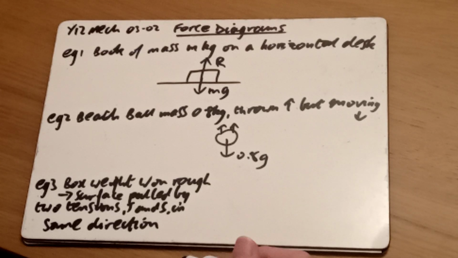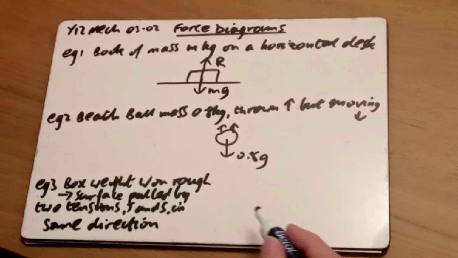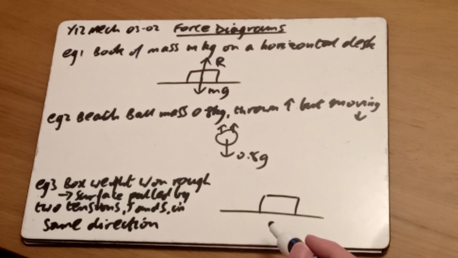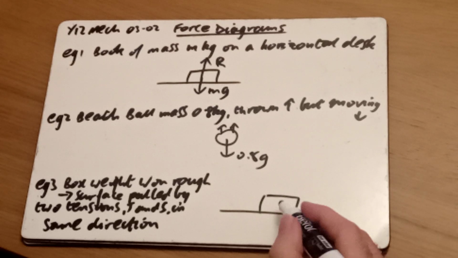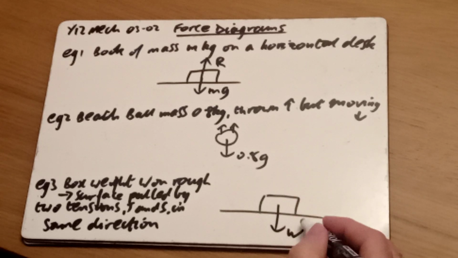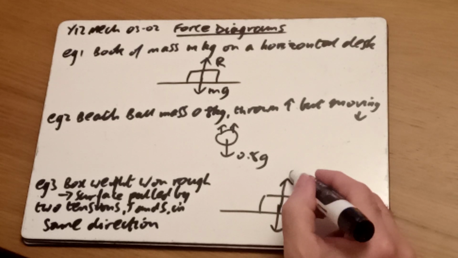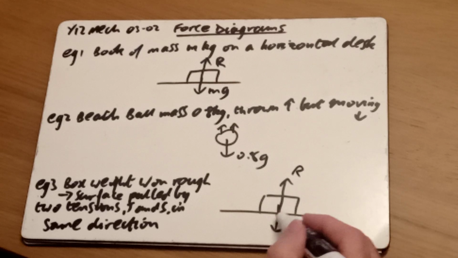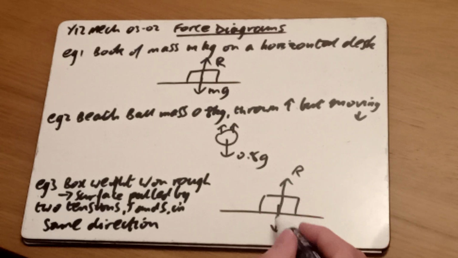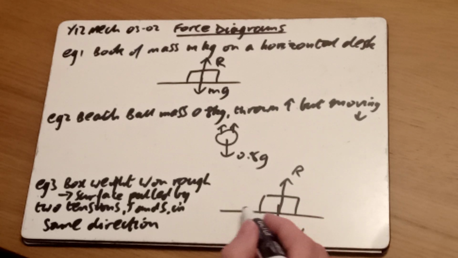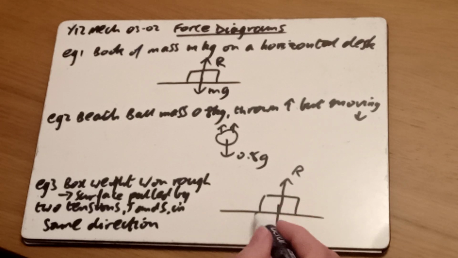We've got a box of weight W on a rough horizontal surface pulled by two tensions T and S in the same direction. So we've got a rough surface, there's my surface, there's my box. My boxes and my surfaces tend to look pretty much the same. And as before, we've got weight W, we've got reaction. It's quite odd because we're treating the body as a point mass at the moment, even though we're showing the physicality of it looking like a box. I tend to have my reaction and my weight acting through the centre of mass, my friction acting where the box and the surface meet.